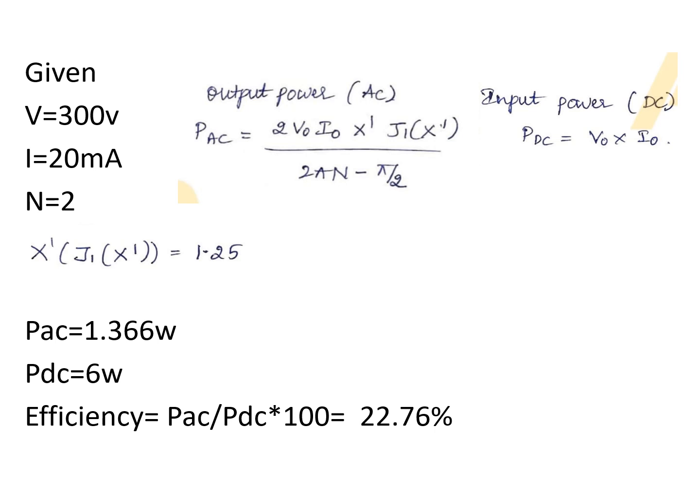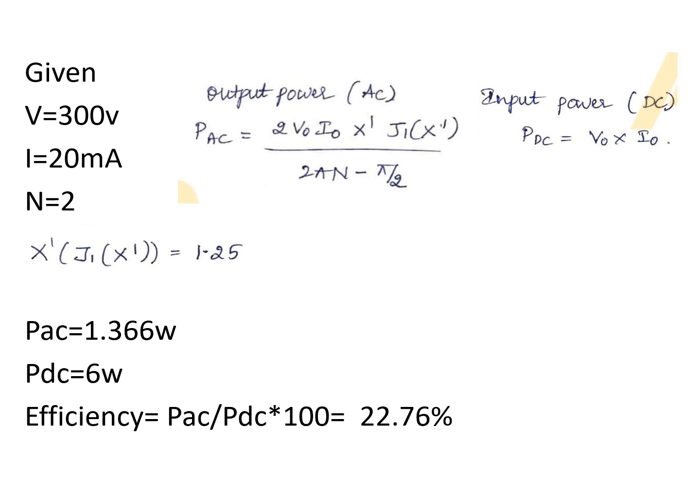So now the given data is V0 is equal to 300 volt, I0 is equal to 20 milliampere, N is equal to 2, X' into J1(X') is equal to 1.25. This is constant. To find out the output power PAC, we need to consider the formula 2 into V0 into I0 into X' into J1(X') divided by (2πN minus π/2). And to find the input power PDC, we should consider V0 into I0. By substituting all the given data in PAC and PDC, we get the required answer.